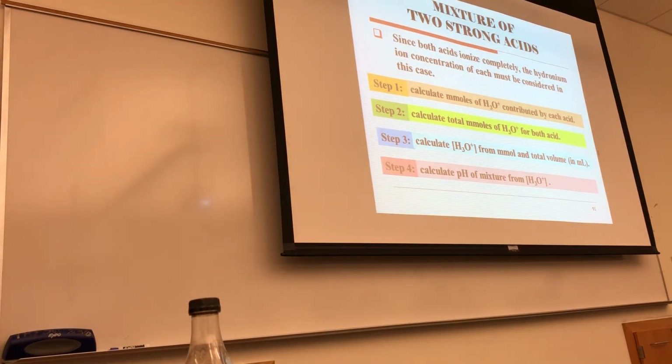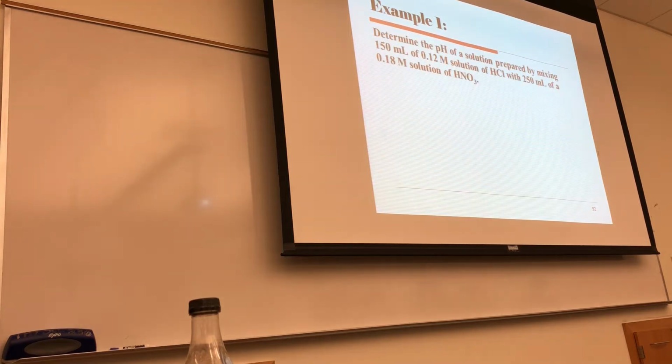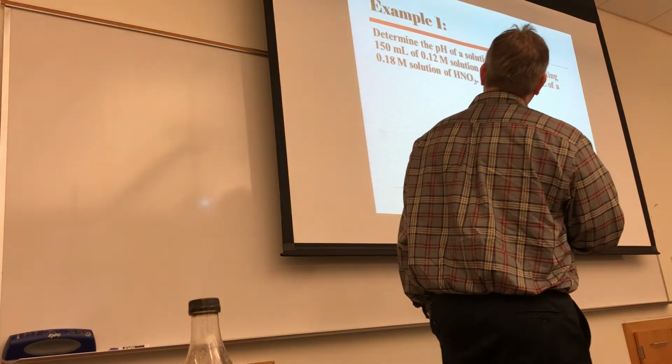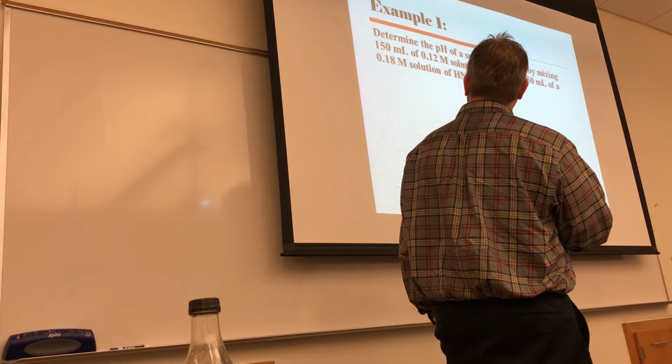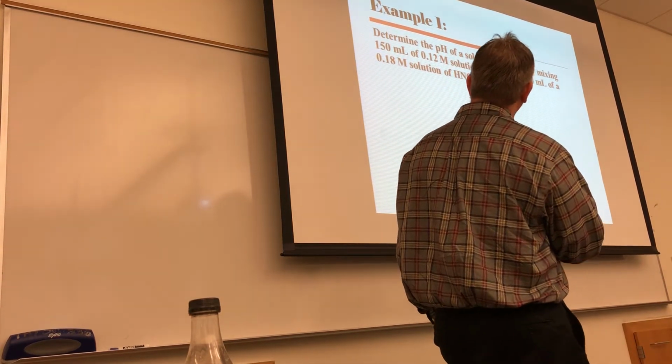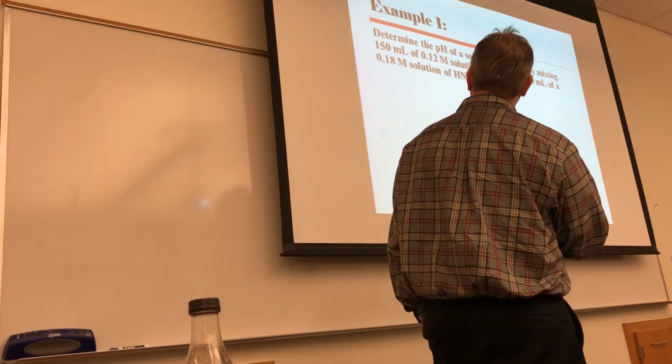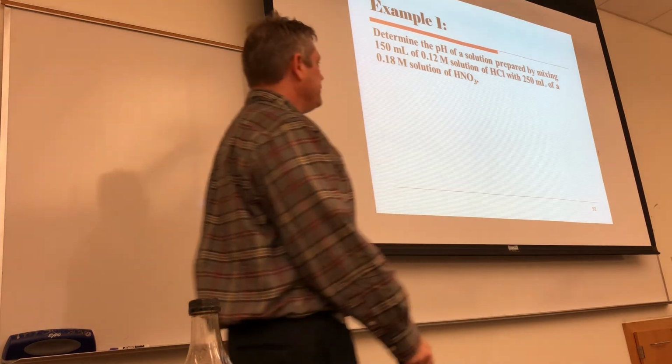So once again, this is not really that challenging. The only thing you might get tripped up on is, remember, you have to find this amount from each of the acids, add them together, and then divide by the total volume. That's all. That's really the main point here. But we're going to do an example. Okay? So I want to know the pH of this mixture of 150 milliliters of a 0.12 molar solution of HCl and 250 mL of a 0.18 molar solution of nitric acid.